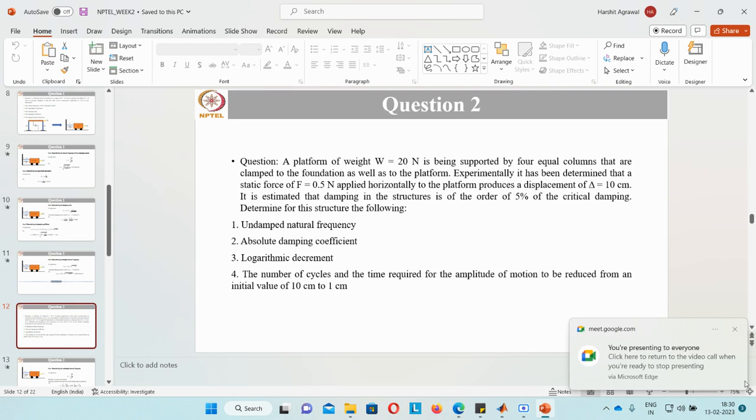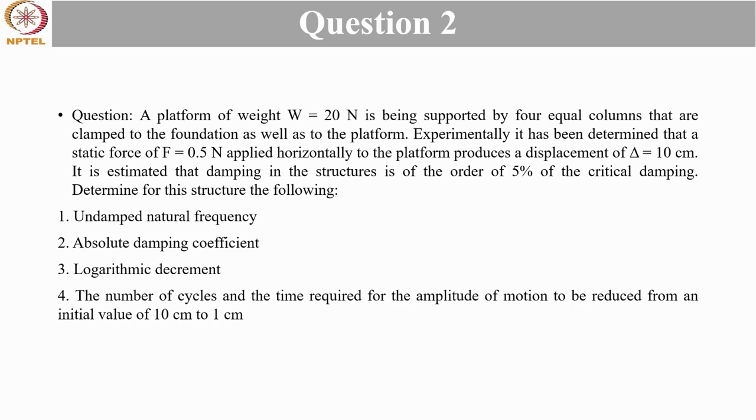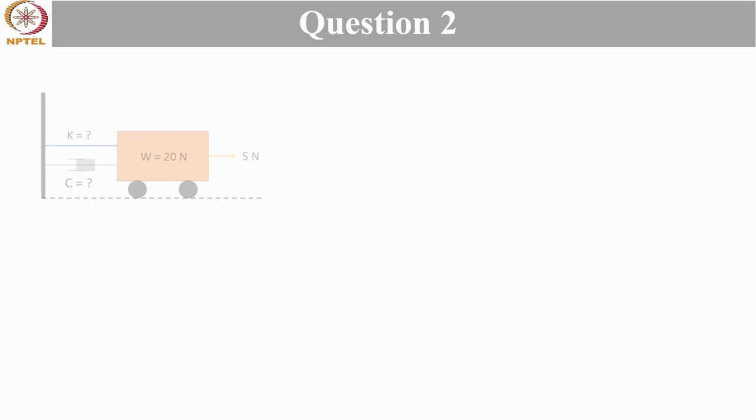Okay, so let's see the solution now. In the question, we know the weight of this platform. We know a force of 0.5 Newton was applied, which produced the displacement of 10 centimeter, and we know the damping ratio was 5%. So let's see the solution of this question step by step.